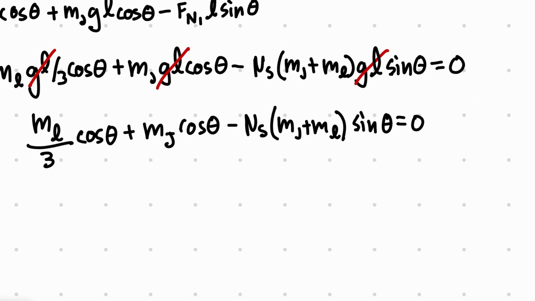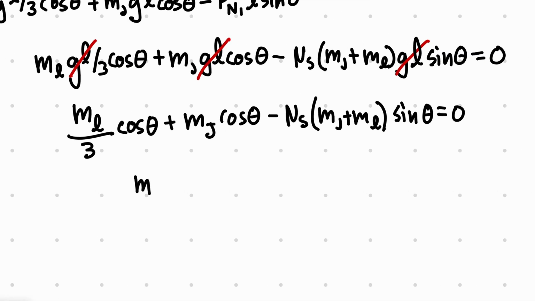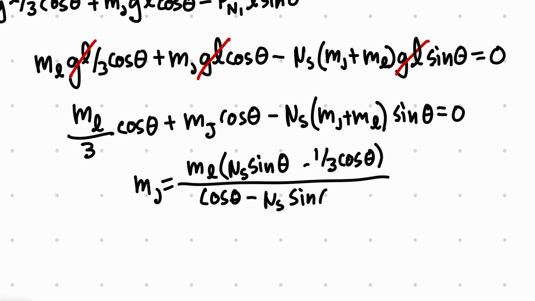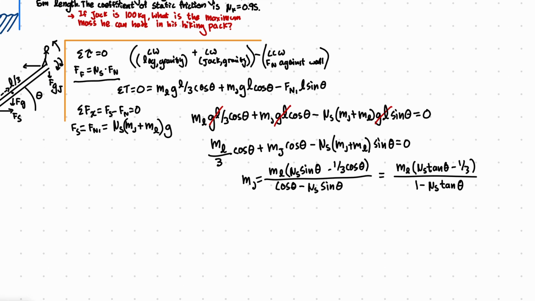Now, all we have to do is isolate for our mass of Jack. We end up with the mass of Jack equals the mass of the log times mu s sine theta minus 1/3 cosine theta, over cosine theta minus mu s sine theta. Okay? Now we can simplify this, and now we have our equation. All we've done is some rearranging of our formulas, and we've gotten to here.